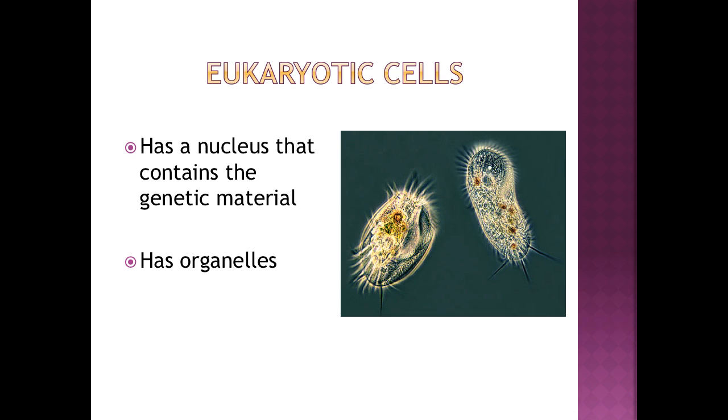There's two different types of cells. There's eukaryotic and there's prokaryotic. Eukaryotic cells contain a nucleus that has genetic material, which is also referred to as DNA. You'll hear those two words used interchangeably as well, genetic material and DNA. And eukaryotic cells have organelles. So they have the nucleus that has the DNA, and it has all the organelles that we have just discussed, such as the cell membrane, the ribosomes, the mitochondria, and so on and so forth.